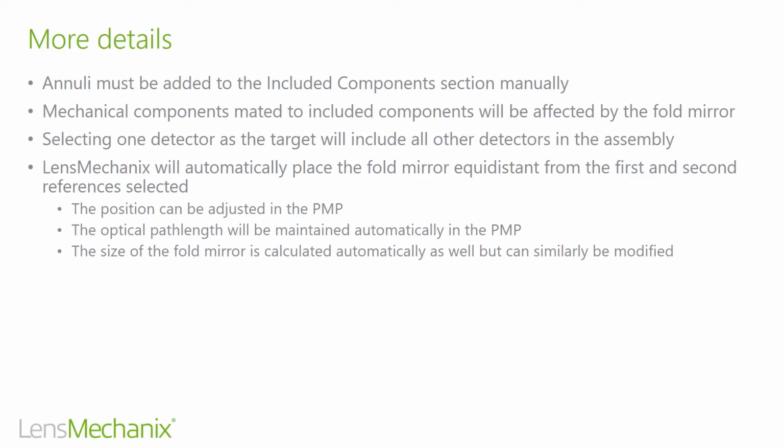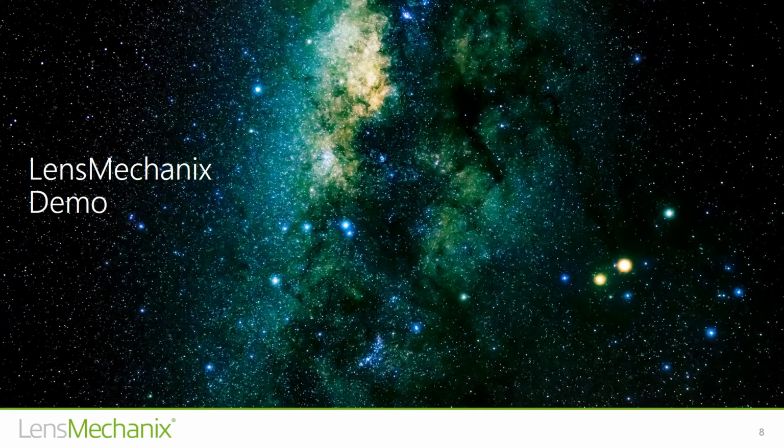Finally, LensMechanix will keep track of the optical path length of the entire system. So if there are any changes to the position of the mirror in the PMP, then the distances will be changed automatically. Okay, let's go ahead and look at some demonstrations.